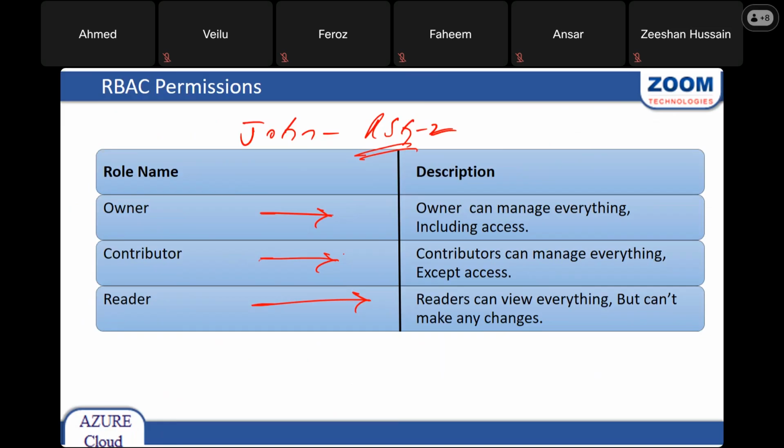Okay, so John has become owner of the resource group. He can create, delete, manage the resources, and John can grant the RBAC permission to other administrators also. Want to access resource group 2? John will become owner of this resource group. John can manage all the resources of this resource group.